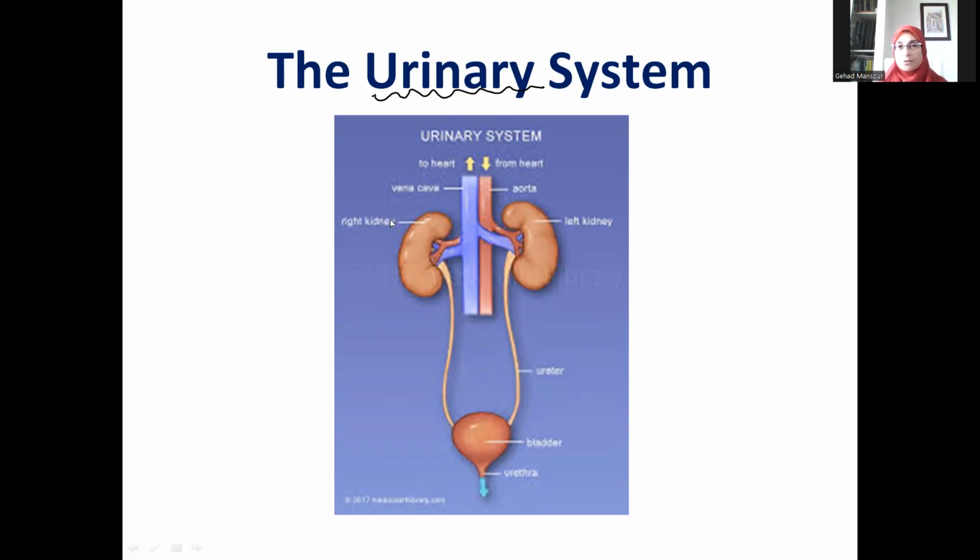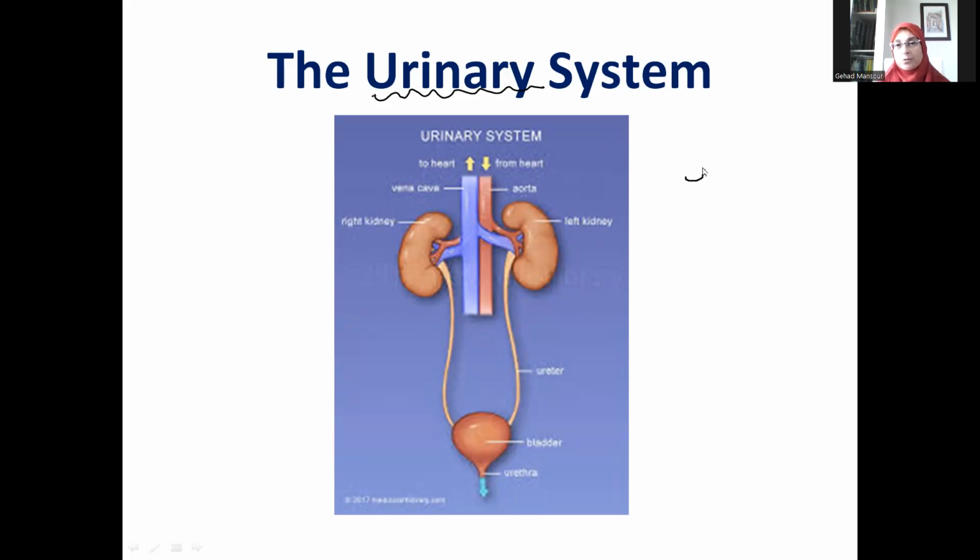In order to understand the importance of the urinary system, which is one of the excretory organs in the body, the organs that are responsible for excretion in the body, there should be a necessary introduction at the beginning that would help you understand the bigger picture and understand the relationship between different body systems in the human body.